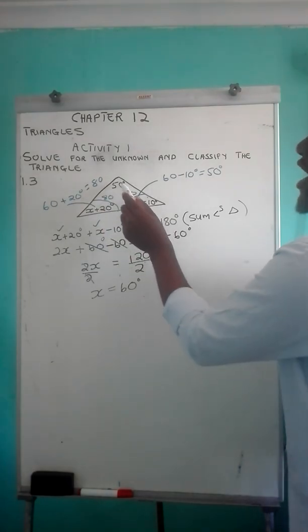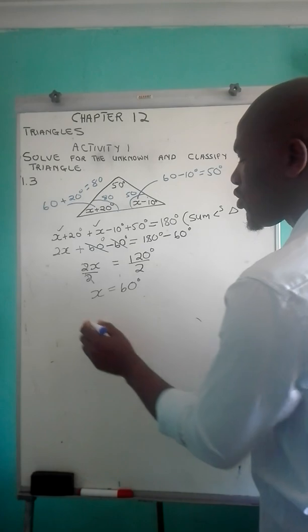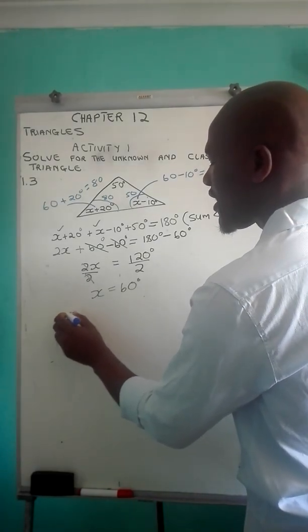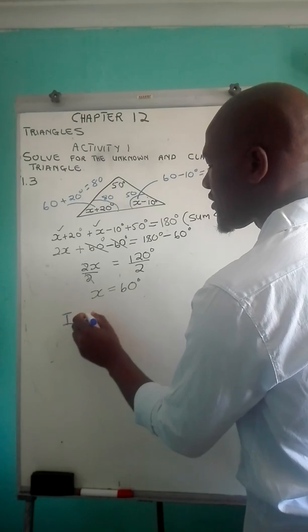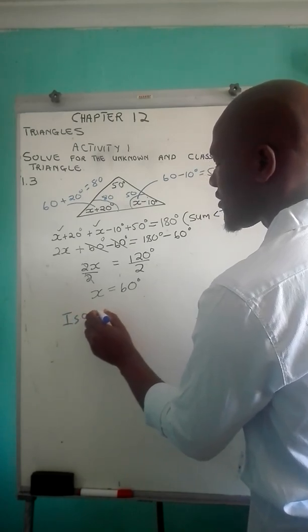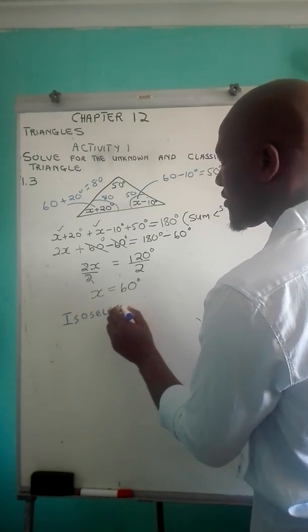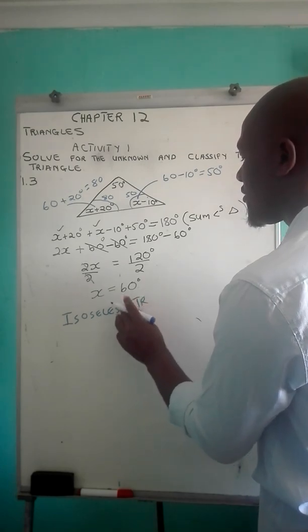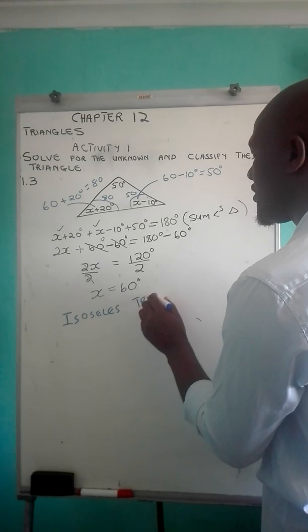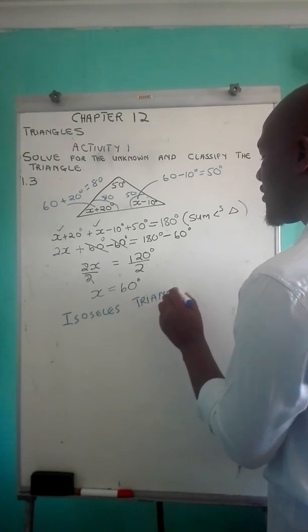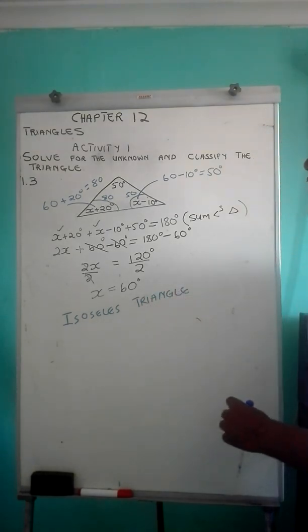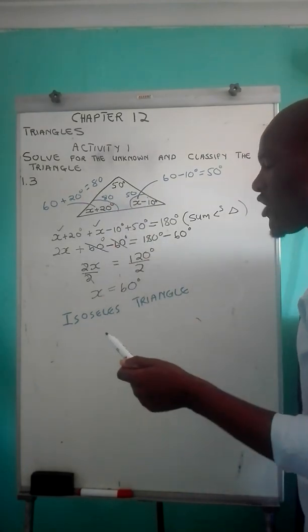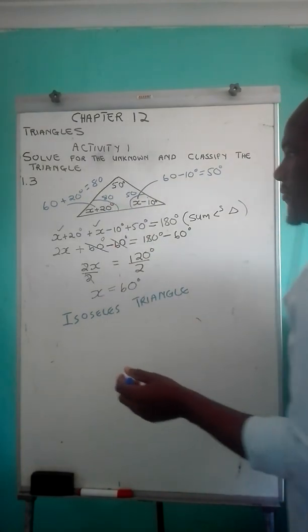So I have two angles that are equal. So to classify this triangle, I will say this is an isosceles triangle. Isosceles triangle. Because when two angles are equal, you call that an isosceles triangle.